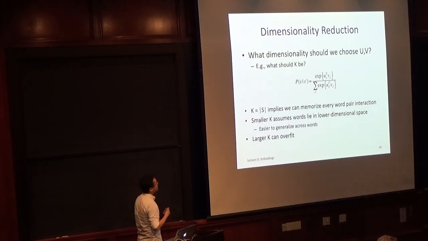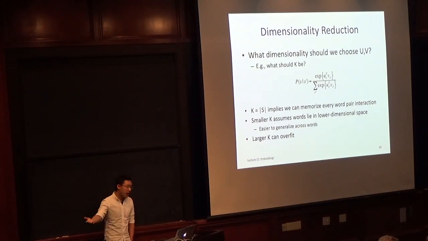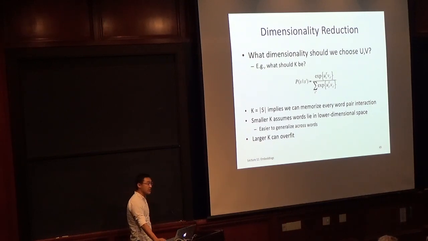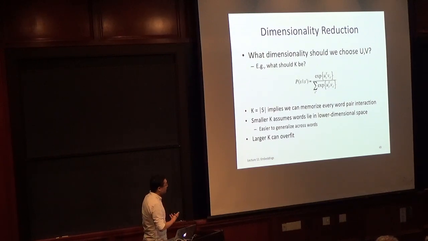Again, we can talk about the dimensionality of the embeddings. If the embeddings are too large, high dimensional, then you can basically do memorization. If the embeddings are too small, then it may not be able to predict well, so your log loss could be very high. And in general, you want to choose a K that's a little bit large, but not too large, because you don't want to overfit.